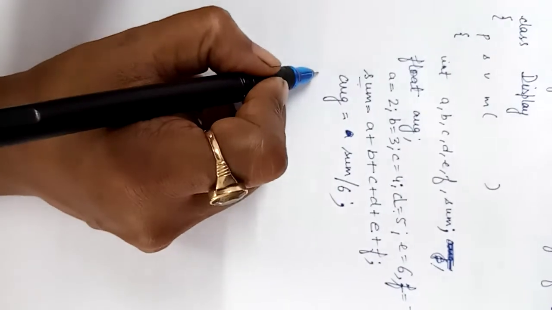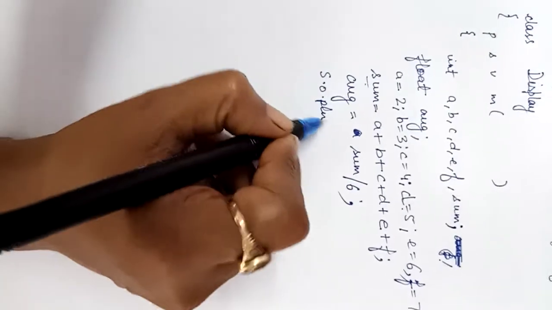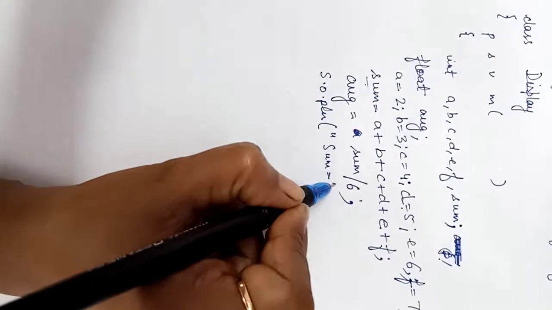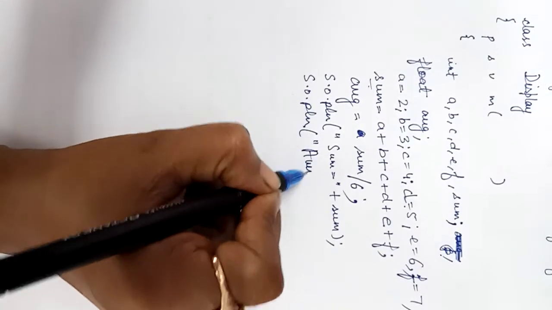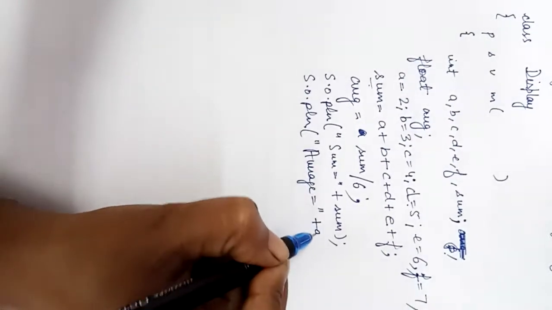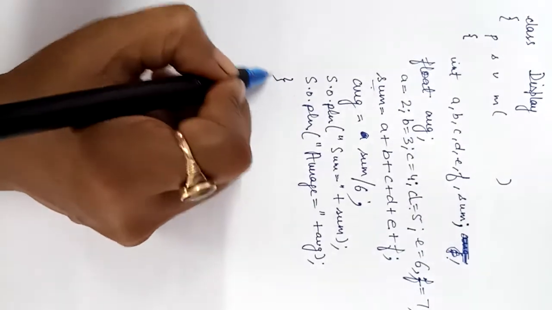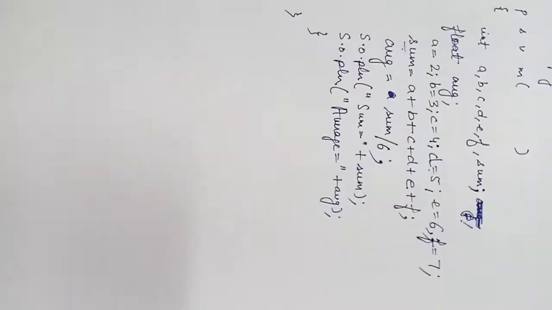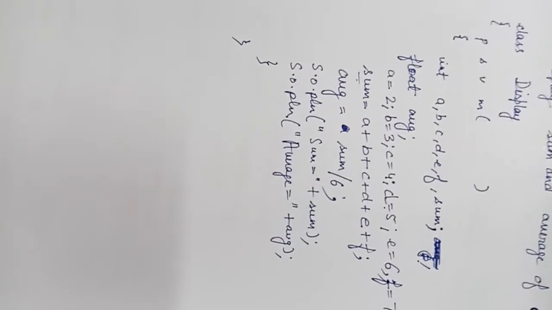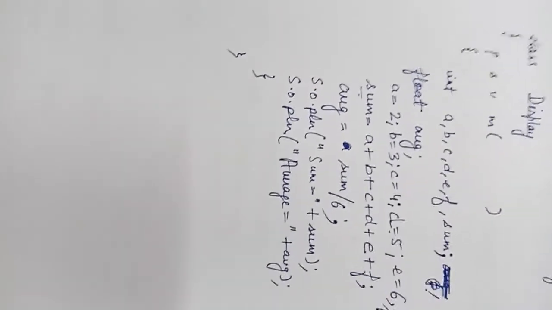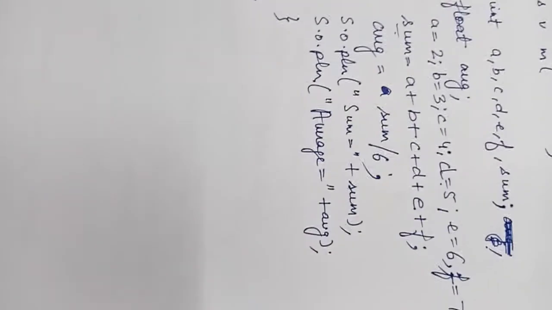Now we need to display the answers. So SOPLN sum equals, in sum we are having the answer. SOPLN average equals AVG. Then you will compile your program, and after getting no syntax error you will execute your program, then you will get the result.